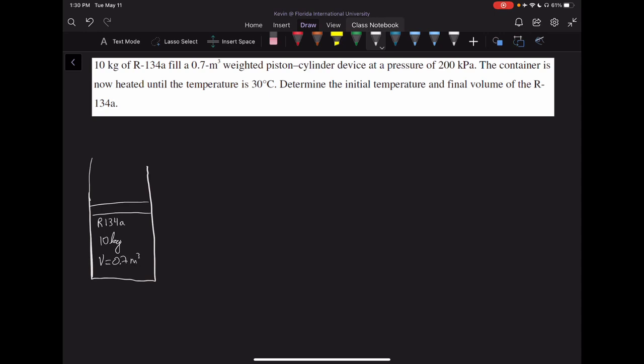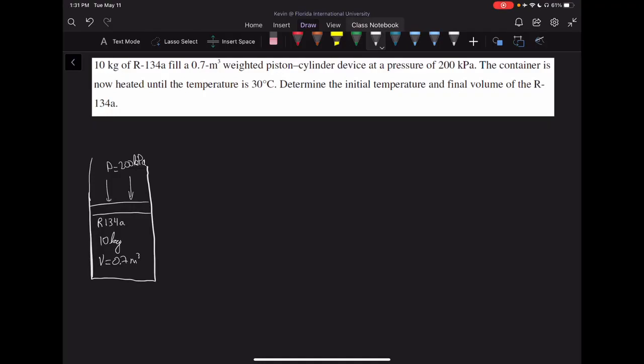Okay, and we're given a little bit more information than that. We're also given that we have a pressure of 200 kilopascals. So the pressure of 200 kilopascals is essentially created by a pressure outside of the piston cylinder of 200 kilopascals. But the pressure inside is pretty much exactly the same because we have a piston cylinder device that's weighted and the weight is equivalent to 200 kilopascals of pressure.